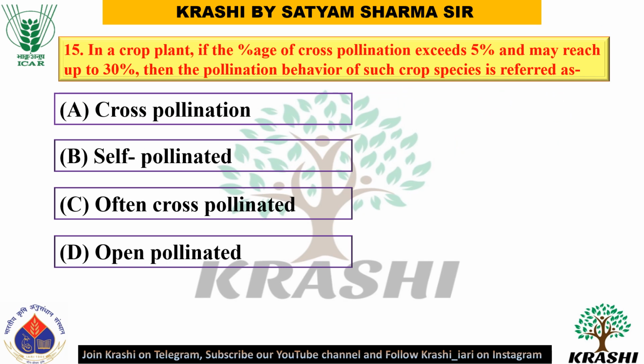Question number 15. In a crop plant, if the percentage of cross-pollination exceeds 5% and may reach up to 30%, then the pollination behavior of such crop species is referred to as, the correct answer is option C, often cross-pollinated. If it is more than 30%, then we call it cross-pollinated, and if it is less than 5%, then self-pollinated crops.